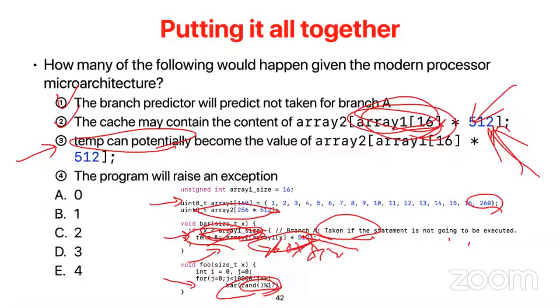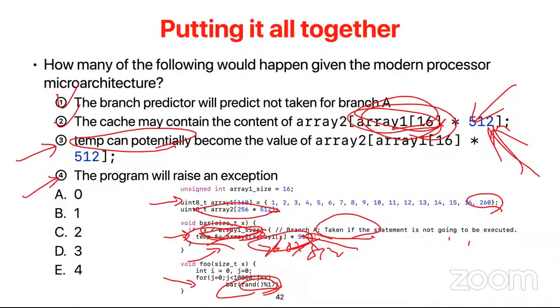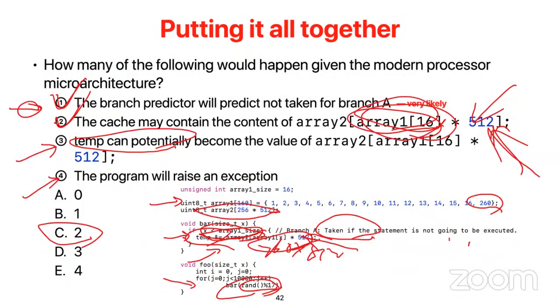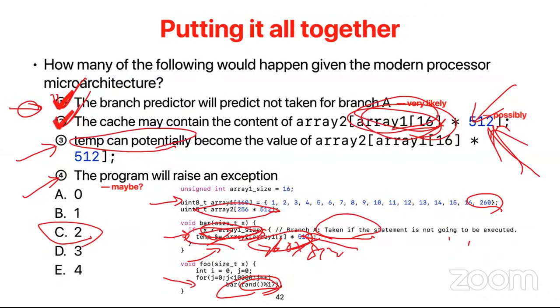So the answer is that, yes, you guys are right. There are 2, but the 2 are actually 1 and 2. And I also put 4 as a potential answer, because some of you might argue that in the very beginning we may have a page fault, and that's an exception. So I accept if you have an answer as D as well.